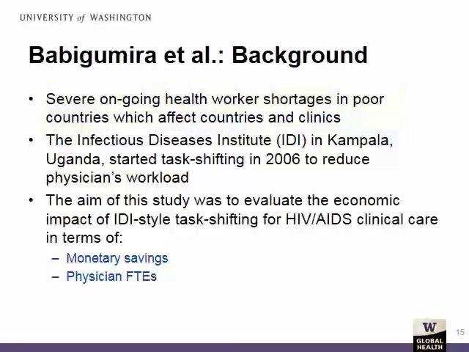At the time, the Infectious Diseases Institute, which is in Kampala, in Uganda, had begun to task shift to reduce the workforce load on physicians. Their physicians were overloaded. The aim of this study was, assuming that using different cadres of health workers did not lead to adverse consequences for patients, how much money would one save and how many physician full-time equivalents, that's FTEs, would one save by shifting ARV duties from physicians to other cadres of health workers.